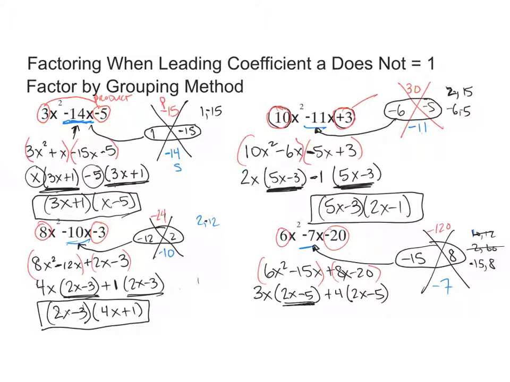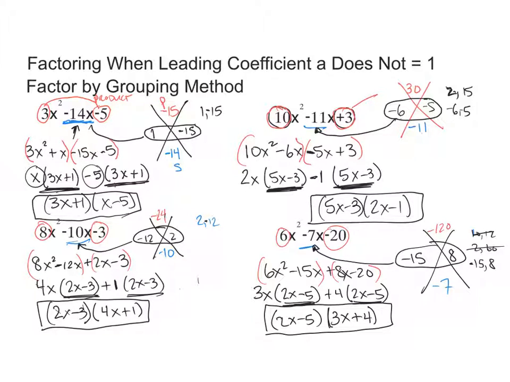So notice these are both in common. We're good, we're golden, so now we can take that out. So that's the 2x minus 5, and I have that left over of the 3x plus 4. Again, that is fully factored, and that is the solution. FOIL it out to double check it. Works out. We're all good.